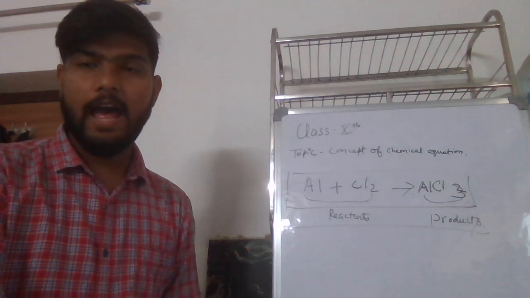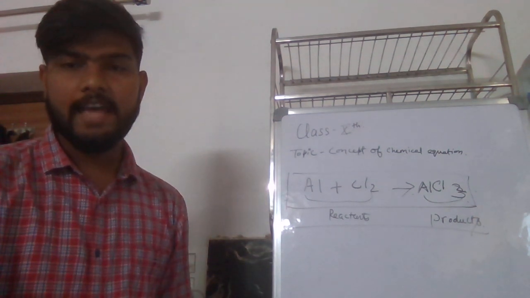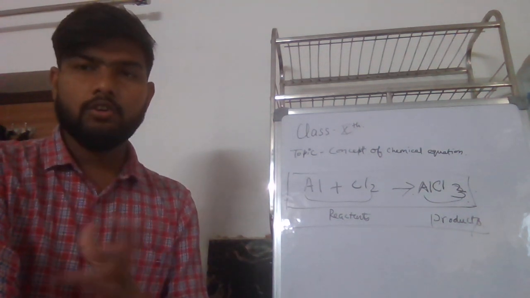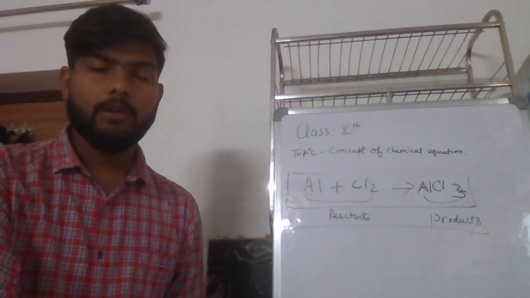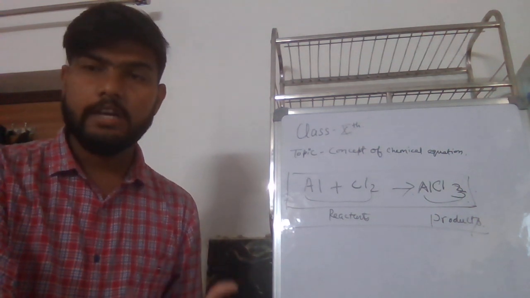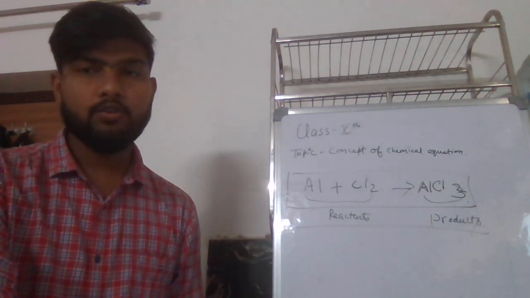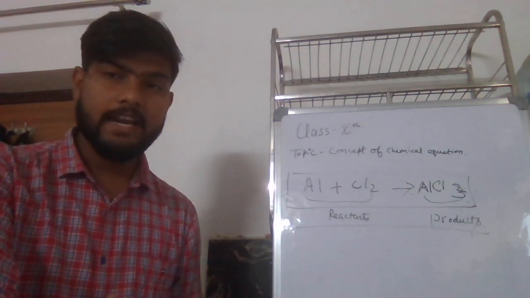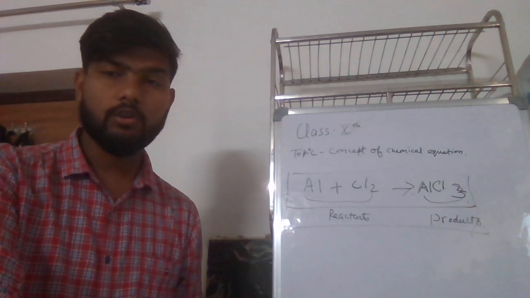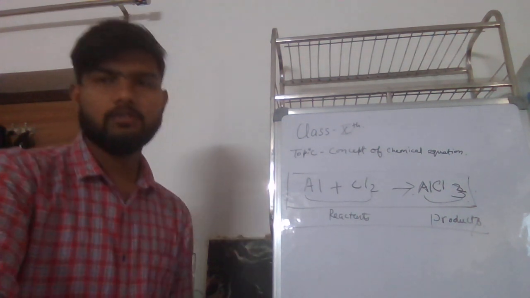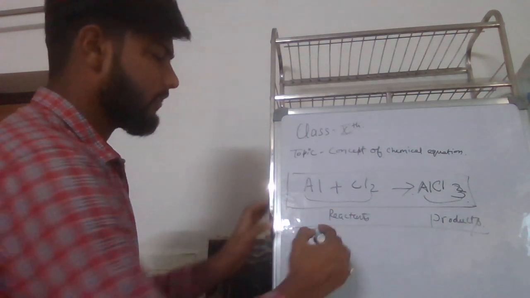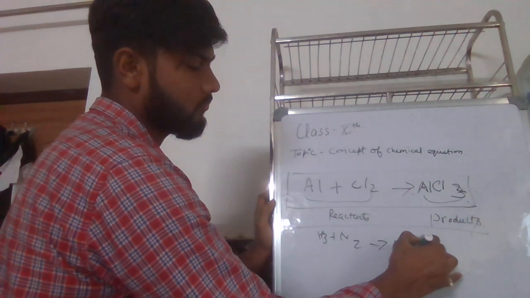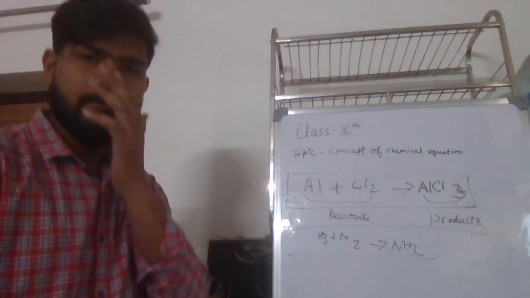I have a question for you: hydrogen gas combines with nitrogen to form ammonia. What will be the answer here? I am giving you the options: S2 plus N2 reacts to give NS3, or S3 plus N2 reacts to give NS2. You have to tell me the answer for this. It will be the S3 option. So this will be the final answer here.